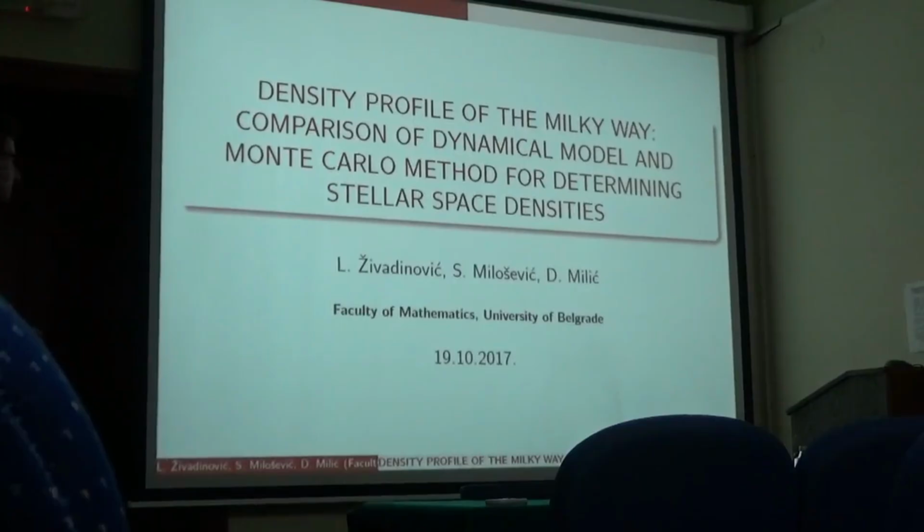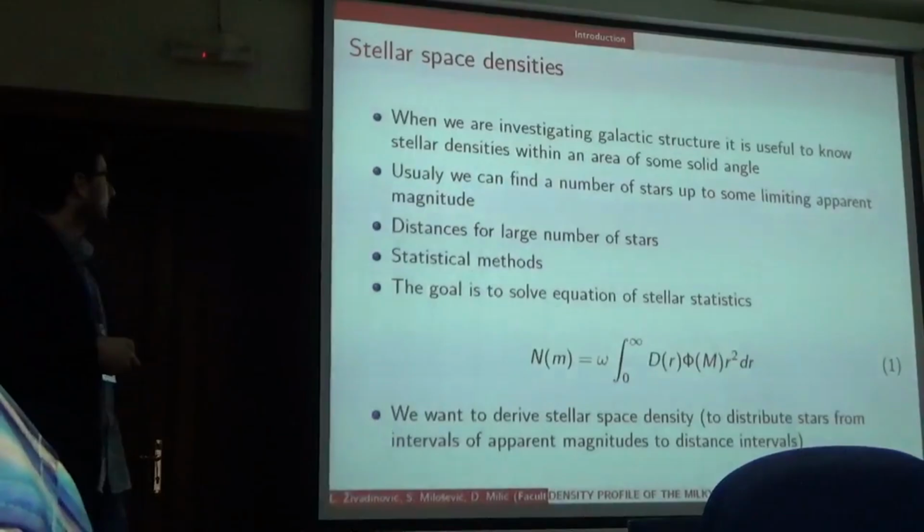So, sorry. When we are investigating galactic structure, we need to know what is the space distribution of some stars. If you know, for example, the space distributions of stars of different spectral types, we can see how the evolution looks in some part of the galaxy, and also we can find some metallicity gradient from the center to the edge of the galaxies.